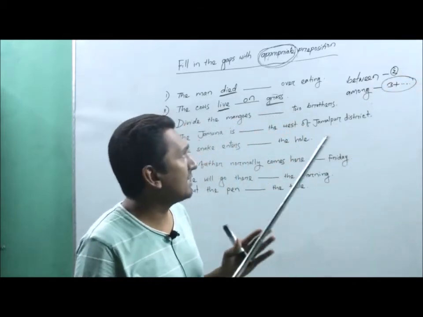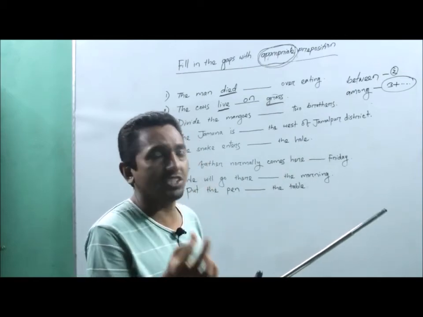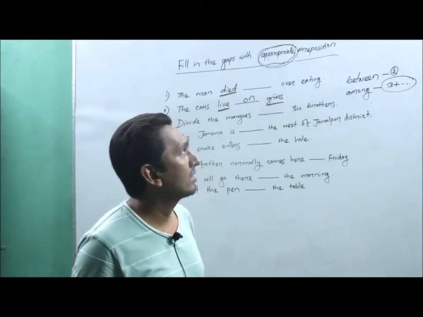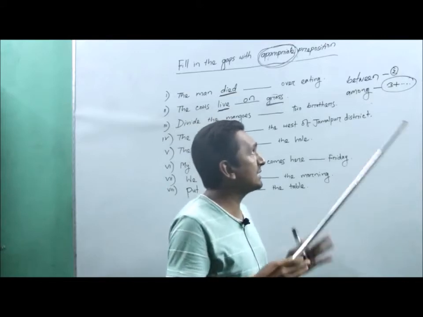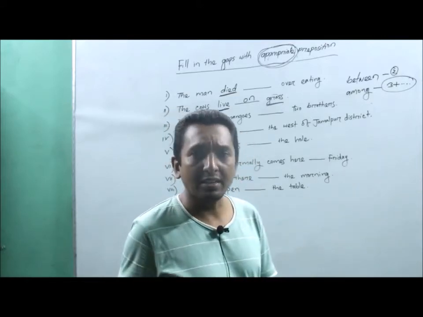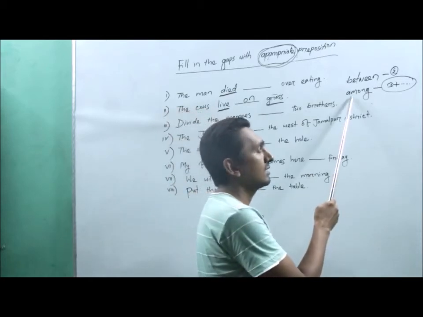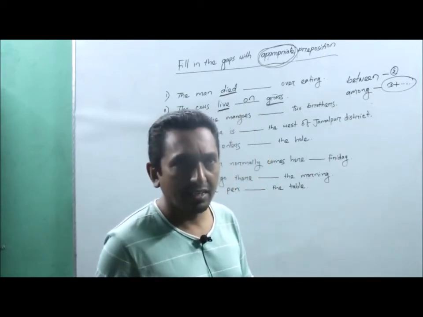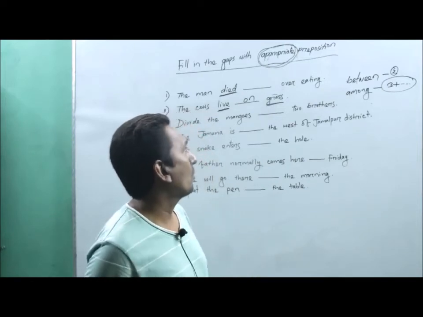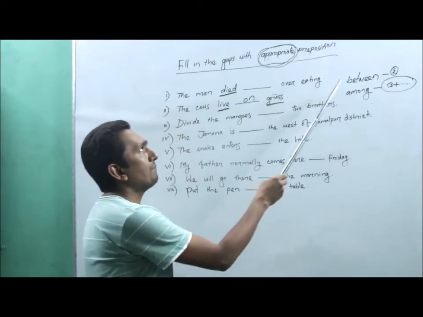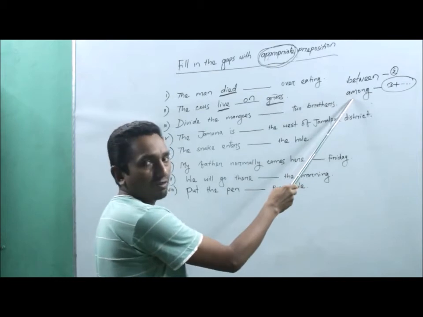When the relationship occurs just within two persons, at that time we use between. But when the relationship occurs among more than 3 persons, at that time we use among. Please try to understand and imagine which preposition will be appropriate here, between or among.